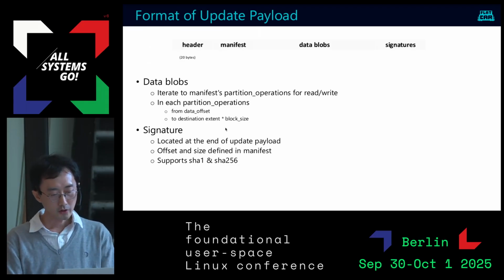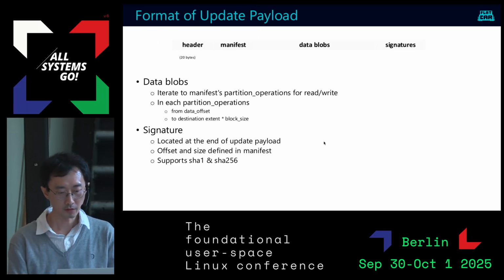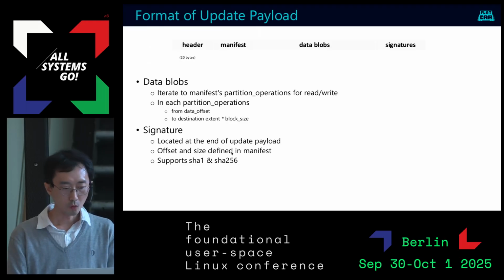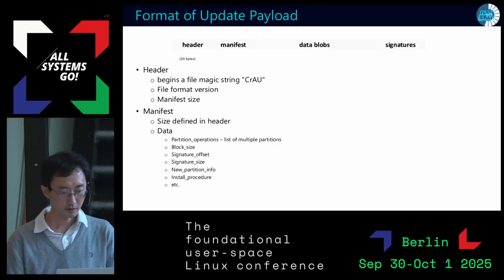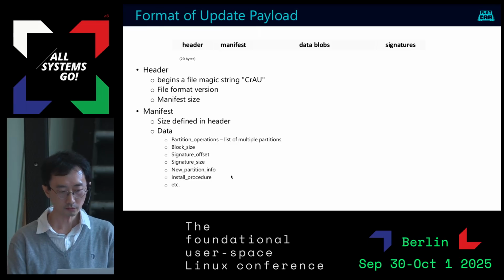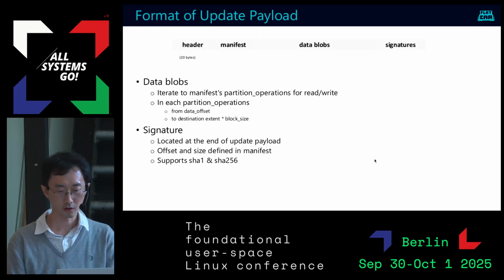Also, the signature is at the end of the update payload. And where is that signature located? That is also defined in the previous manifest. Here, the signature offset and signature size. It supports SHA-1 and SHA-256 algorithms.